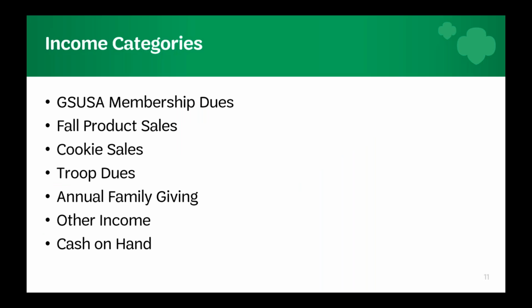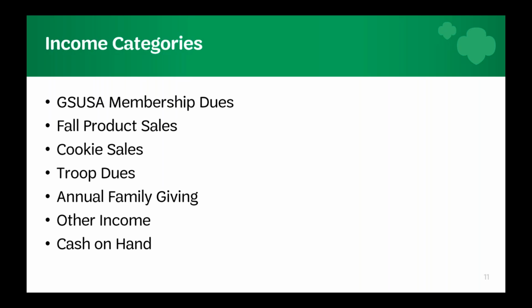So let's look at some of our income categories. Now these are specific for what you're going to see once you log into the Girl Scouts Louisiana East income categories on our finance tab. So we have our GSUSA membership dues. Those are $25 for girls and adults. Everything on here is pretty much self-explanatory.